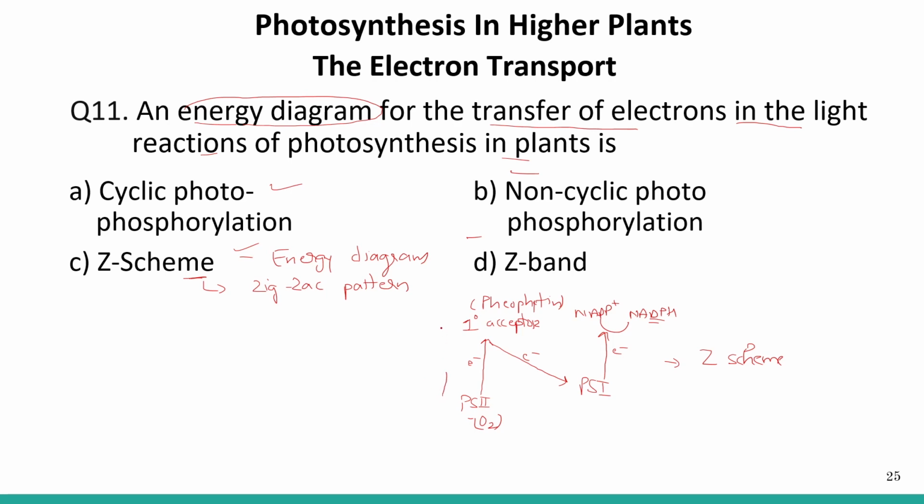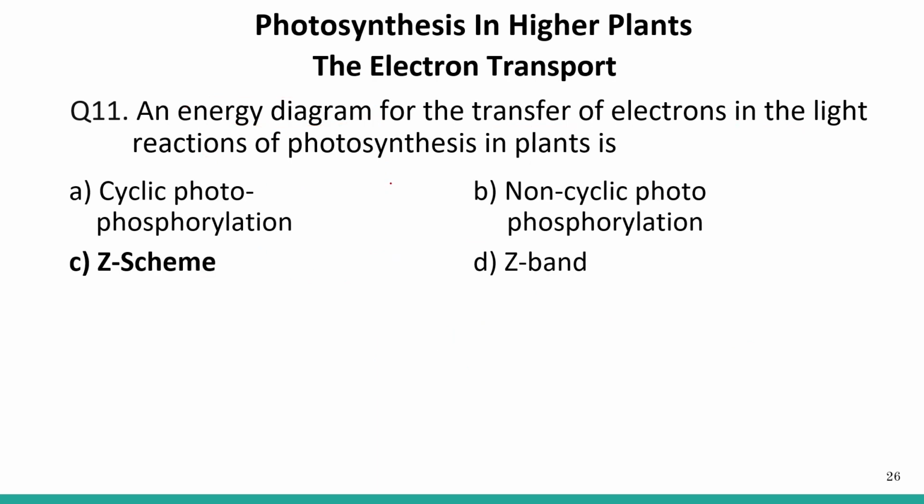On this side we have the energy. Towards the lower side we have the lower energy, and as we move upwards, we have the higher energy, and this energy is measured in volts. So this is the Z scheme, which is the energy diagram. So what should be the answer here? Option C is the correct answer.